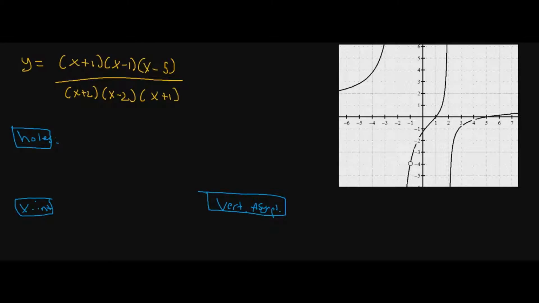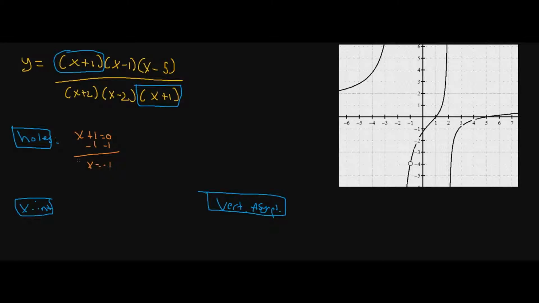Whenever you have these three things to identify, the first thing I want to do is ask: do you notice any factors that are the same on the numerator and denominator? Well, I see an x plus 1 right here and an x plus 1 right here. Because these are the exact same factors on top and bottom, just like we showed in the previous example, that tells me where the hole is going to be located. Well, x plus 1 equals 0. We set it equal to 0 and solve for it.